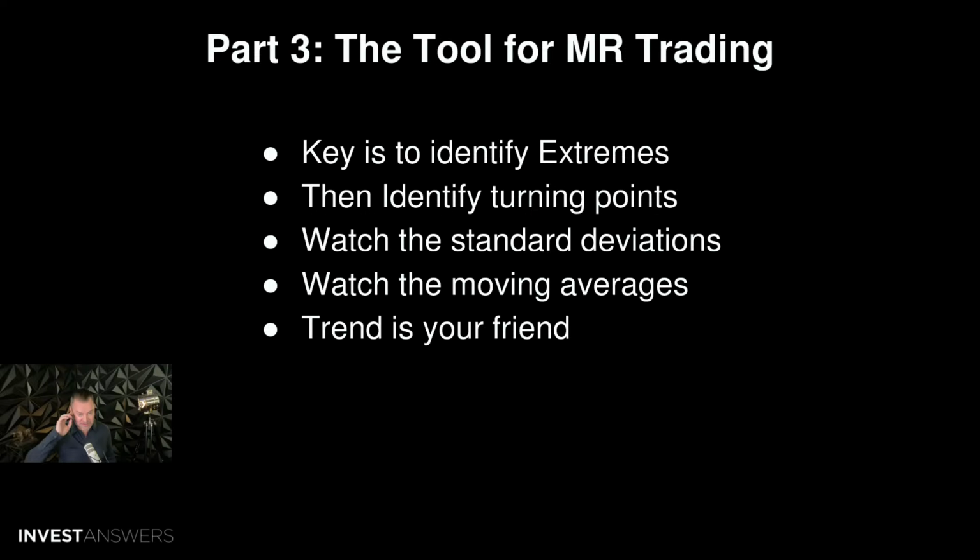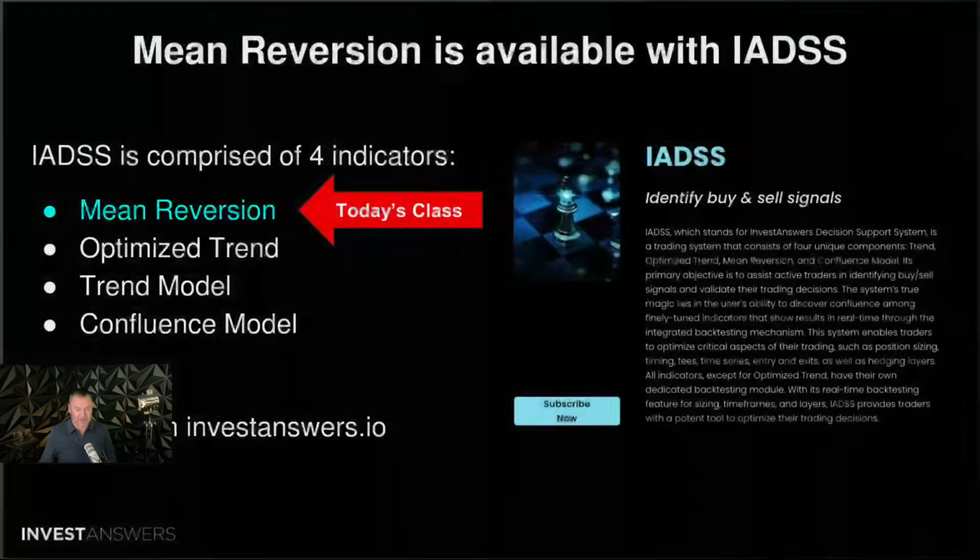That's going to be key. So think about turning points as a very important part of your strategy too. Also, watch the standard deviations. And we have a thing called noise suppression that cuts out a lot of signal. And you can also toggle your standard deviations to find less signal, but make sure it's really at peak moments. And watch the moving averages, and the trend is your friend always.